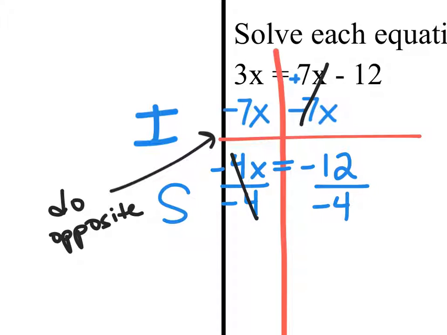Negative 4 divided by negative 4 is 1, so you get to cross it out. Let's draw a new line. Negative 12 divided by negative 4 is 3.